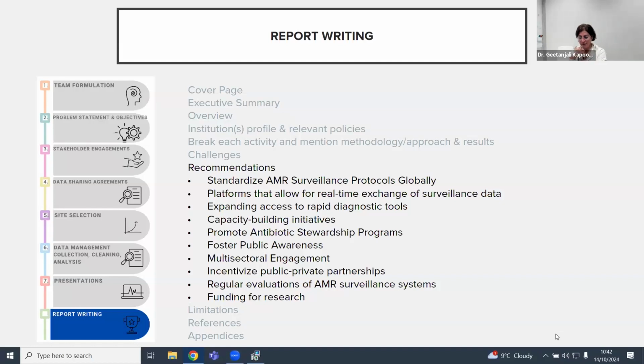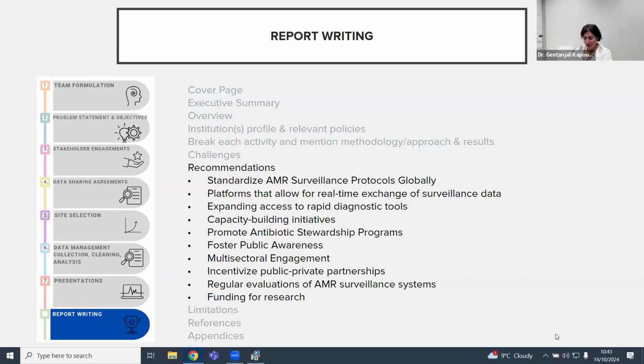We also need to have multi-sectoral engagement. We need policies on multi-sectoral, because we know it's a One Health problem. So coordinated efforts are required across all these different sectors: healthcare, agriculture, pharmaceutical, environment, and policymakers should engage with all these sectors to regulate the antibiotic use in livestock, human health, and integrate AMR monitoring across the One Health framework.